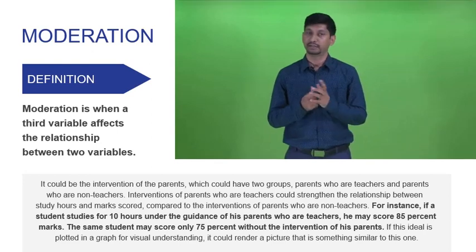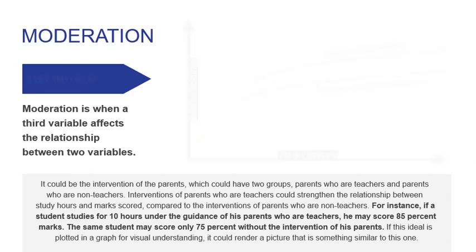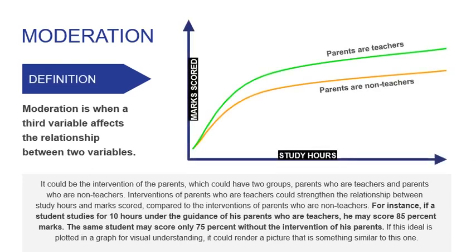For example, the third moderator variable can be parents who are teachers and parents who are not teachers. Now, this third variable moderator can affect the relationship between the number of study hours and the marks scored. For example, let us say a student whose parent is not a teacher spends 5 hours and is able to score 75% marks. Now, with the help of the parents who are also teachers, if the same student puts in the same amount of study hours, the marks scored is going to be way above 75 marks.